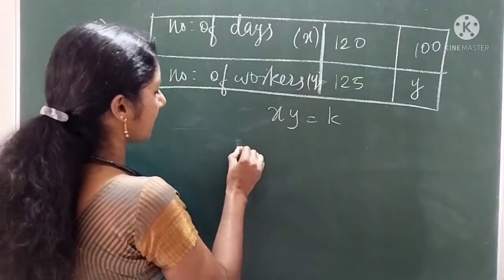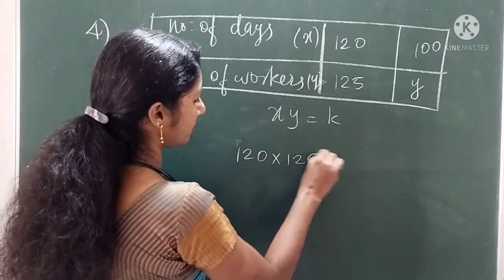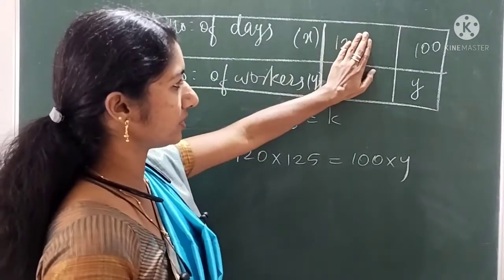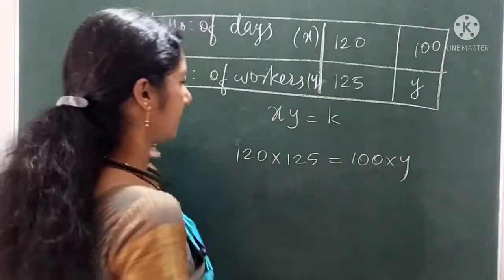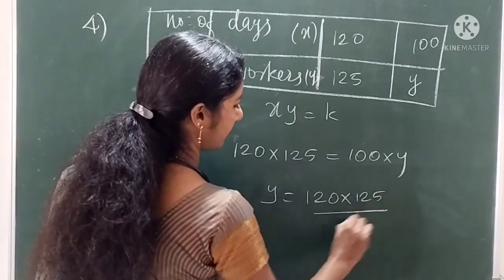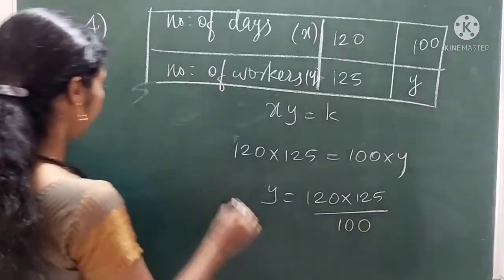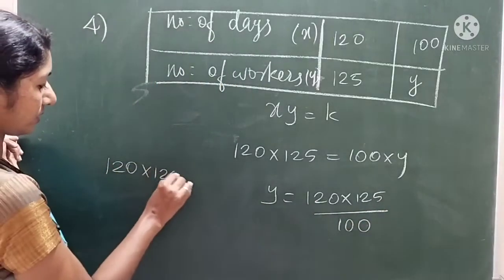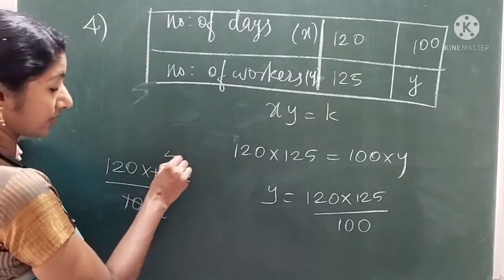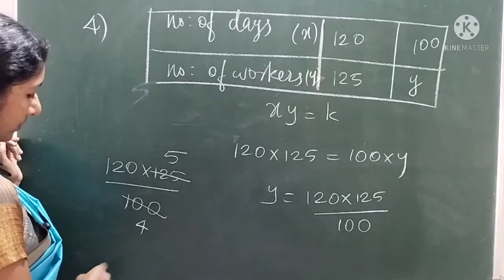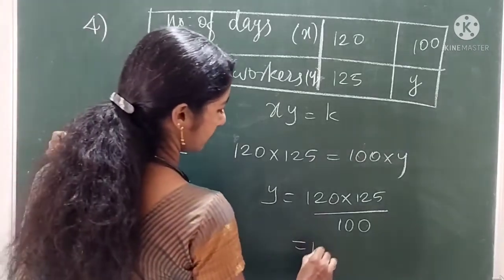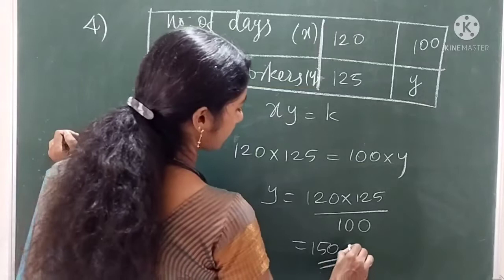So we can write 120 into 125 is equal to 100 into y. Their products are equal, these two products. Then we can write y is equal to 120 into 125 divided by 100. Then we need to do that calculation. 120 into 125 divided by 100. 100 and 125, 25 you can cancel. 5 into 125, 4. Then 1 4s are 4, 3 4s are 12, 30, 3 5s are 15. So you are getting the answer 150 workers.